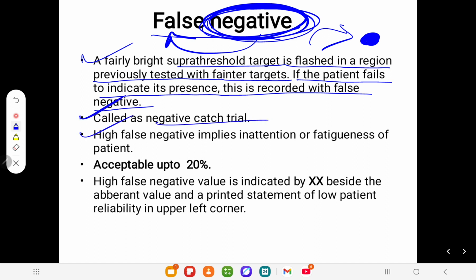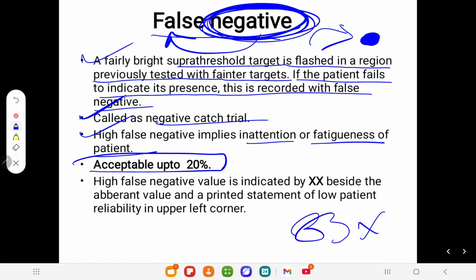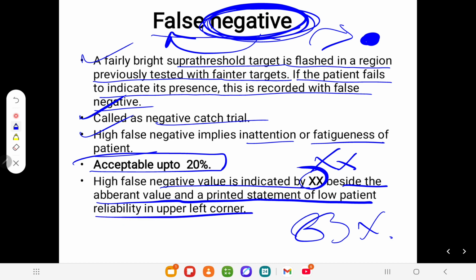A high false negative implies inattention or fatigue of the patient. That's why the duration of the test is so crucial. The higher the duration of the test, the higher the chances of false negatives. Acceptable is up to 20%, but 33% or above means cross and cross. A high false negative value indicates cross and cross, besides the aberrant value and a printed statement of low reliability in the left corner. If there is a high false negative, you will see cross and cross.